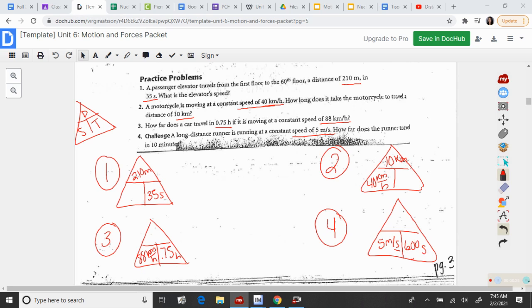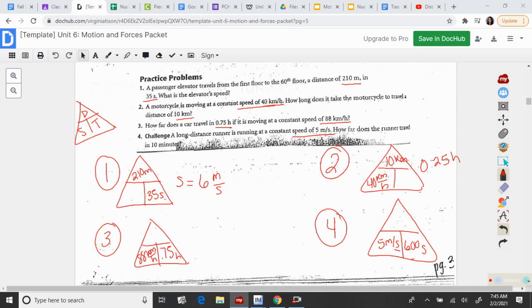Okay, so remember, if you have one number on top of the other, like in number 1, we would do 210 divided by 35, and our speed would equal 6 meters per second. For number 2, we have one number on top of the other, so we divide: 10 divided by 40 equals a time of 0.25, and hours is our time, hours.